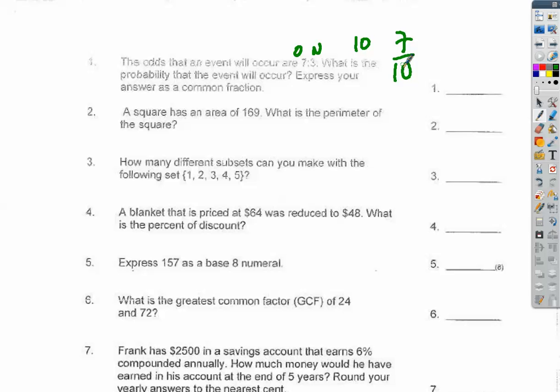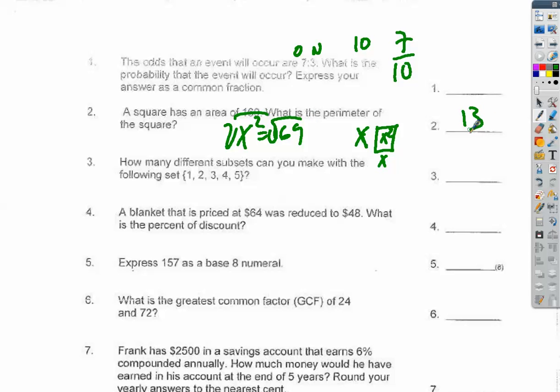A square has an area of 169. What is the perimeter of the square? Well, we know a square has the same side lengths, right? So to find the area is x times x. So the area is x squared. So I know that x squared is equal to 169. The opposite of squaring is square rooting. Take the square root of 169, and so x is equal to 13.